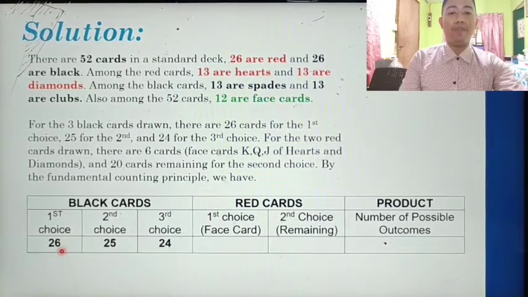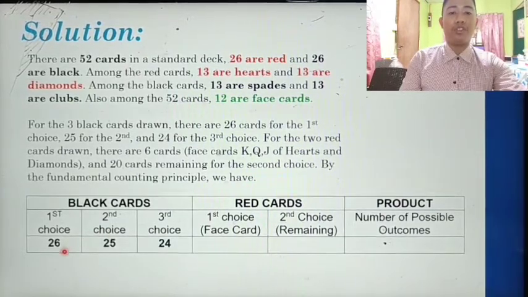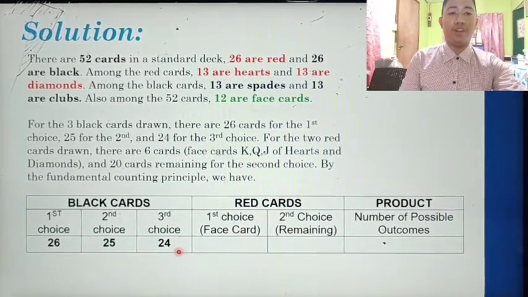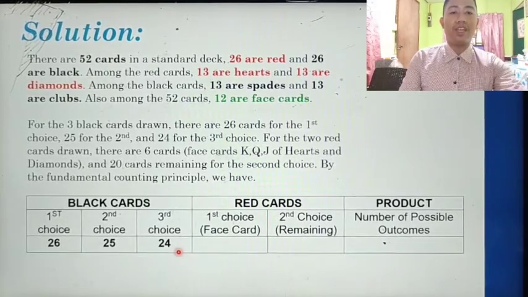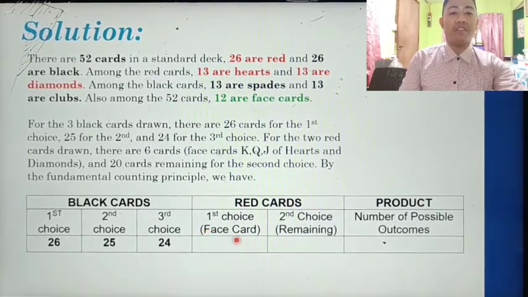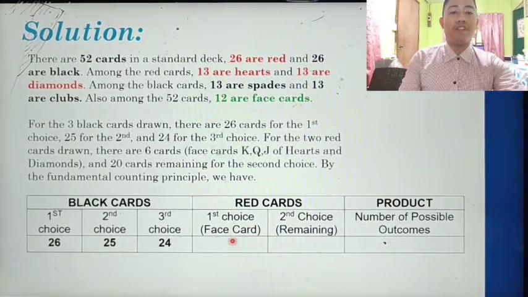So there is no problem. We have the 3 black cards complete. So 26 times 25 times 24. Okay, next, you're supposed to choose 2 red cards, and one of them is a face card. So let us begin with the first choice, which is a face card. So among these red cards, we use the face card, which is only 6.